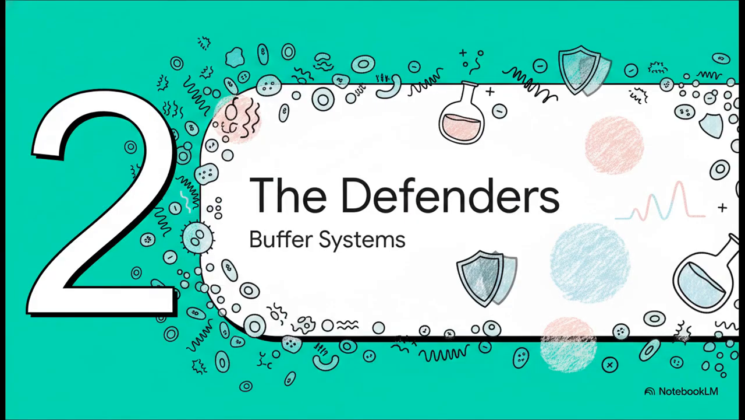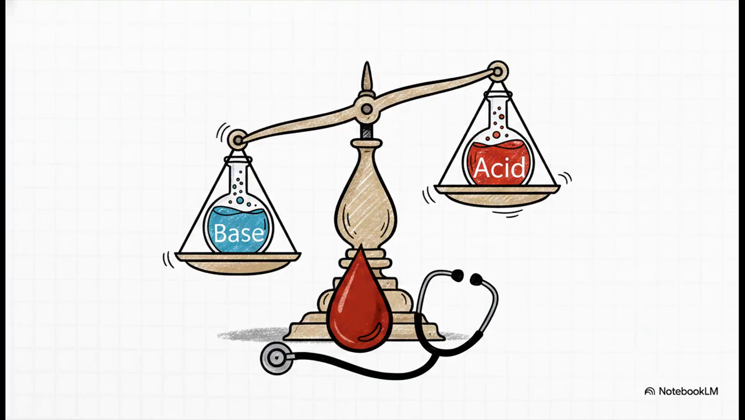Let's move on to section 2, the defenders. These are your biological buffer systems. Before we look at the specific defenders, we need to define what a buffer actually is. A buffer is a system that actively resists sudden changes in pH whenever small amounts of acid or base are introduced. It usually consists of a weak acid and its conjugate base acting together like microscopic shock absorbers.